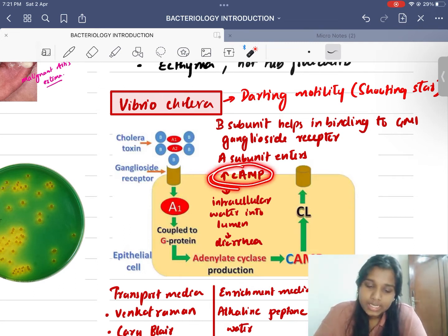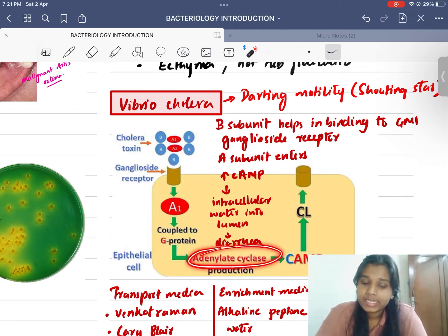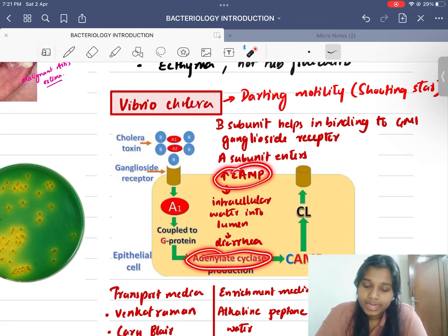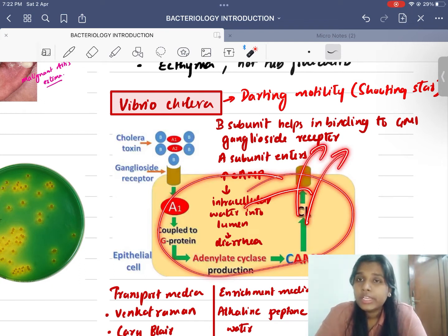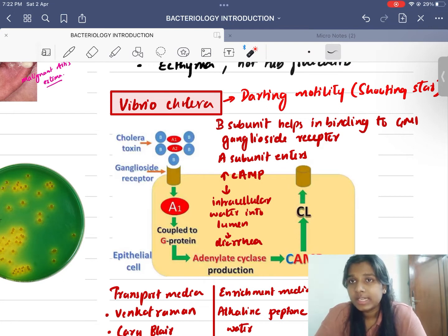It increases cAMP, via adenylate cyclase. Now the options will be like cAMP, cGMP. Remember it's cAMP. cAMP is increased, and because of this, the water from inside the cell will go out into the lumen of the intestine, which will result in diarrhea. So that is the mechanism of action of the cholera toxin. Remember, B subunit binds, A subunit enters, increases cAMP, the water goes out, leading to diarrhea.